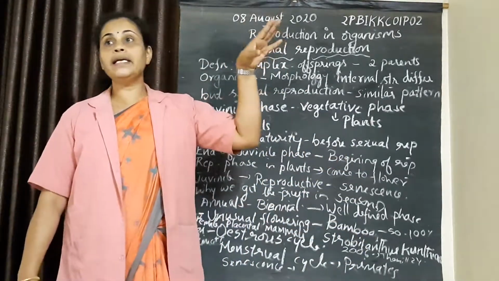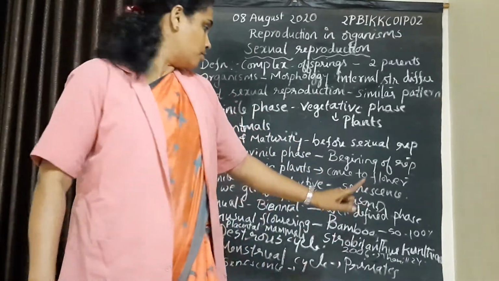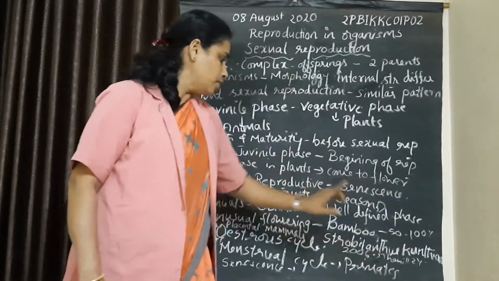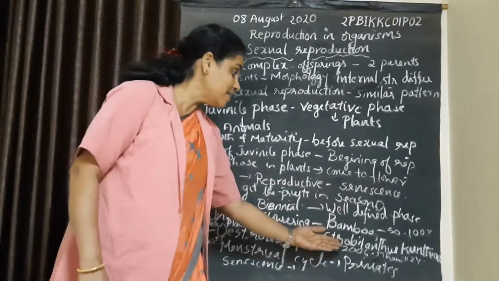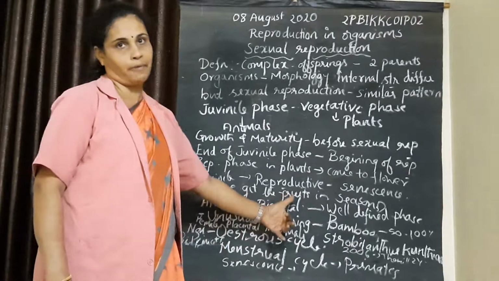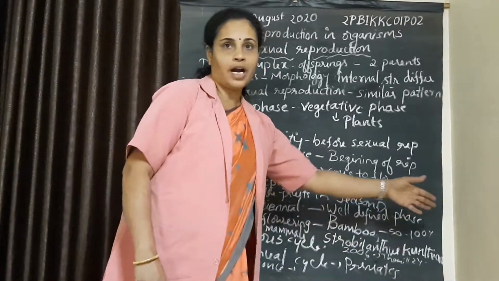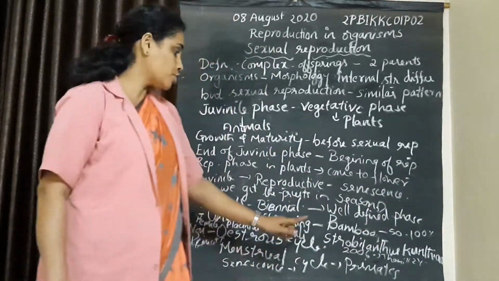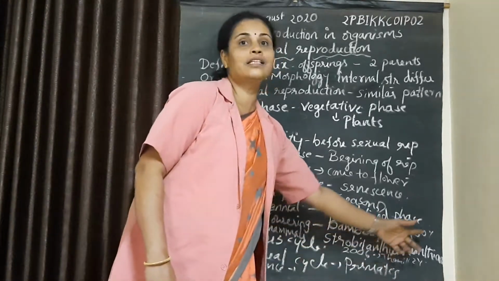The hilly area which was covered in Tamil Nadu. So that plant called Strobilanthes kunthiana flowers once in 12 years. So these plants are examples of unusual flowering. Bamboo may live for around 50 to 100 years and produces the flower once in its lifetime. Strobilanthes kunthiana produces the flower once in 12 years.